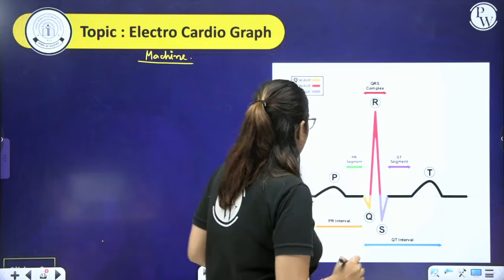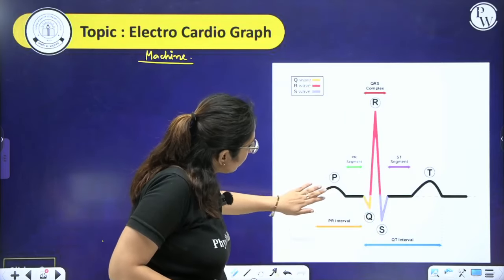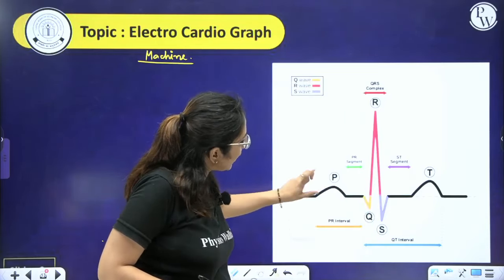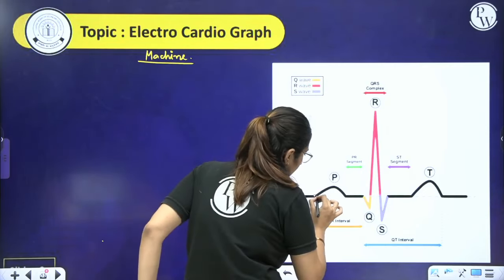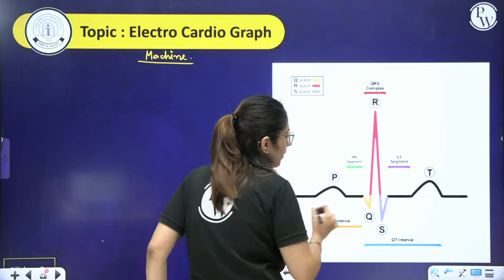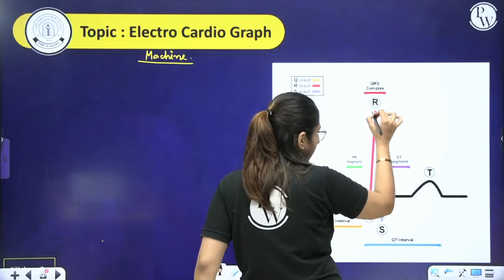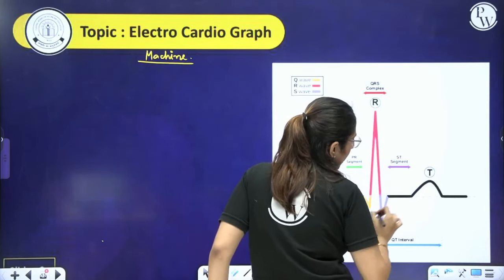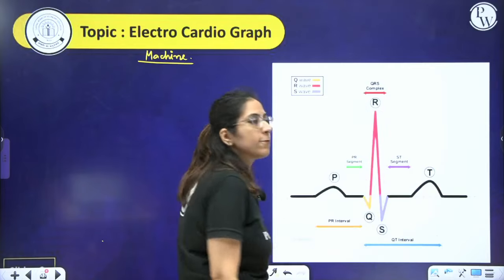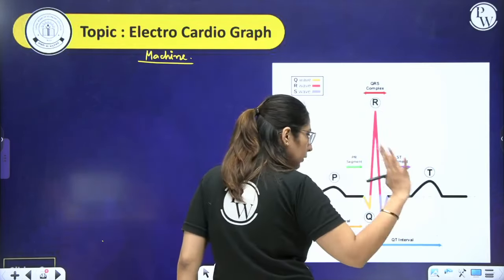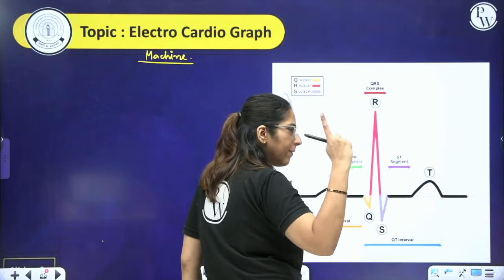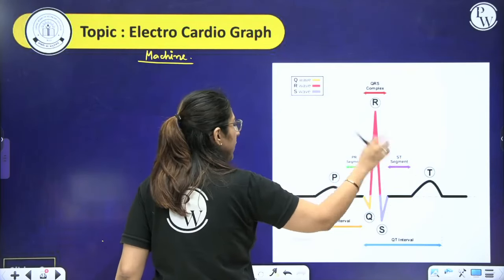Now, the first thing we can see is that some waves are there. Guys, look at this. Can you see this wave? One, then we have the QRS waves, then we have the T wave. How many waves? Three different waves are there. I'm only talking about the waves: the P wave, the QRS wave and the T wave.